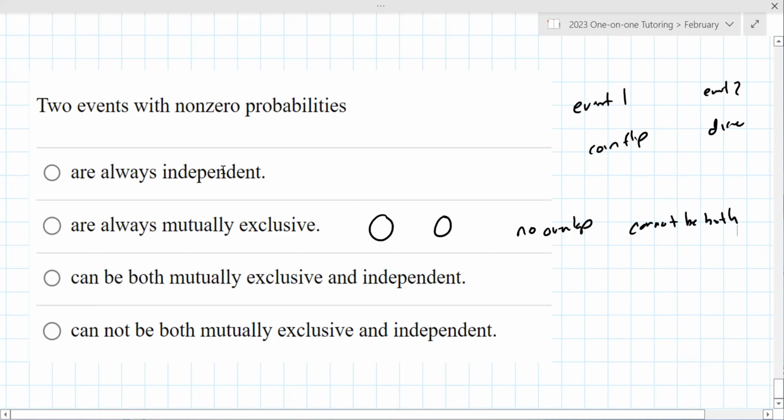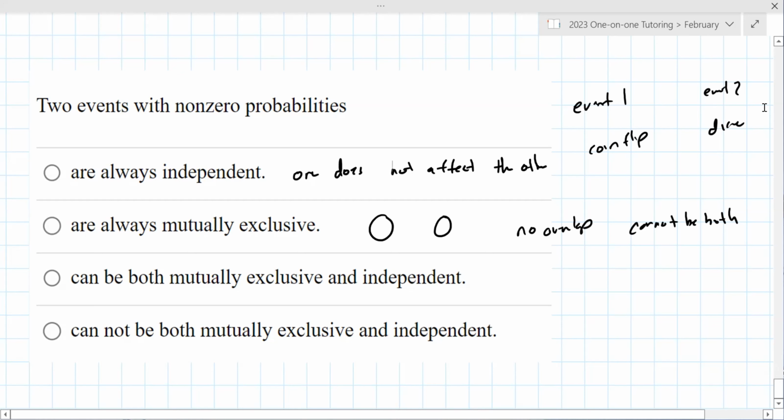Okay. Now independent means that one does not affect the other, which is different, because that means they could both happen. Like your event one could be a heads, your dice roll could be a 2. They don't affect each other. They are independent. And one doesn't affect the other.